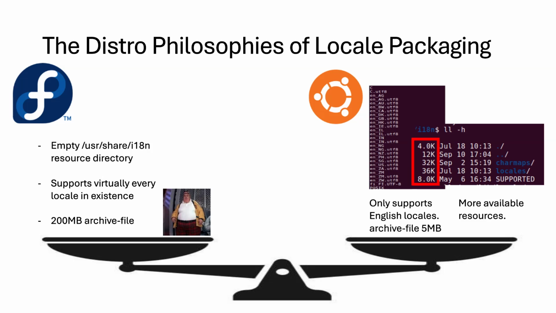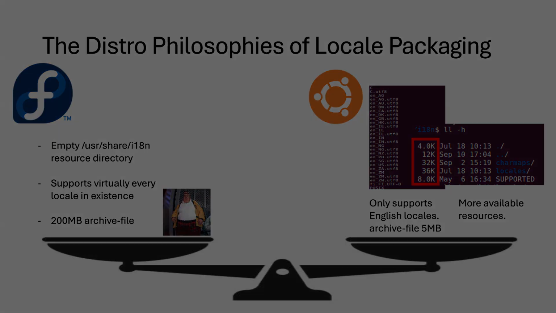One interesting variable between the schools of thought is the locale archive file size, where the archive file on my Ubuntu system is around 5 megabytes, while the other Fedora machine's archive file consumes around 200 megabytes. Remember that archive files are memory mapped.